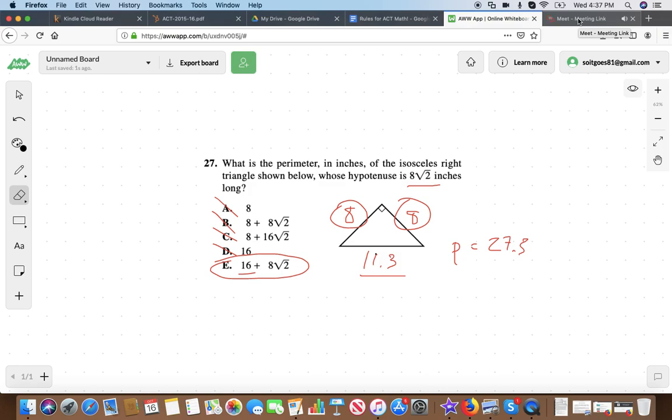Make it concrete. Use visual estimation. You don't have to get fancy. Does that make sense? Yes. All right.